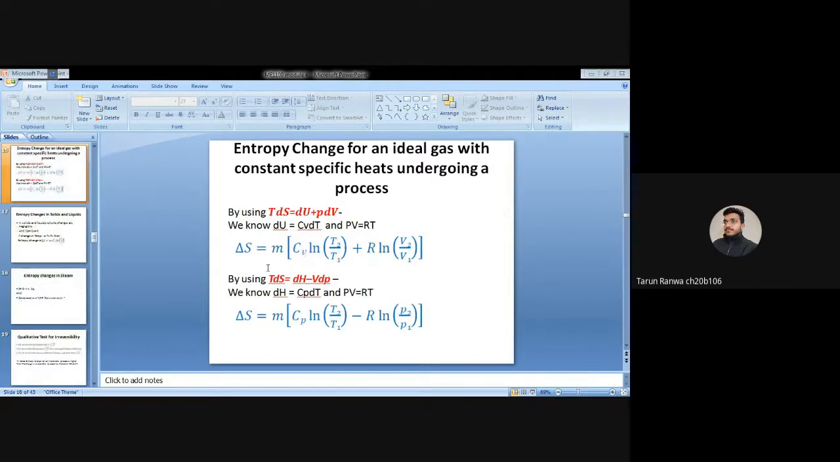And by using the second equation to compute entropy, we know dH equals Cp dT and the ideal gas equation PV equals RT. So we can compute the change in entropy: delta S equals m Cp ln T2 by T1 minus m R ln P2 by P1.